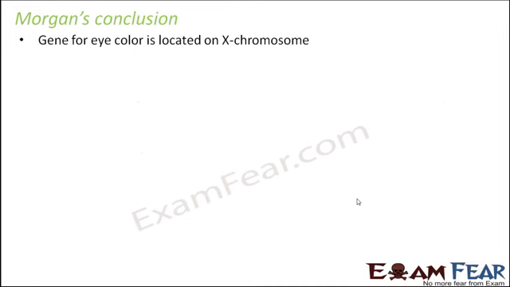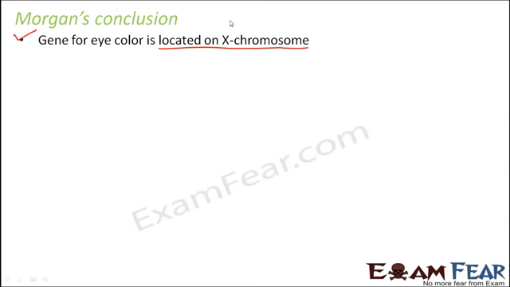So Morgan concluded that the gene for eye color is located on the X chromosome. So this is what he concluded, and this was a very important conclusion down the line. So it was not associated with a particular sex, but it was related to the sex chromosome.